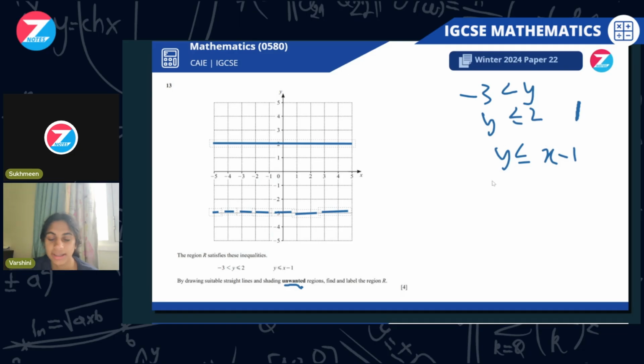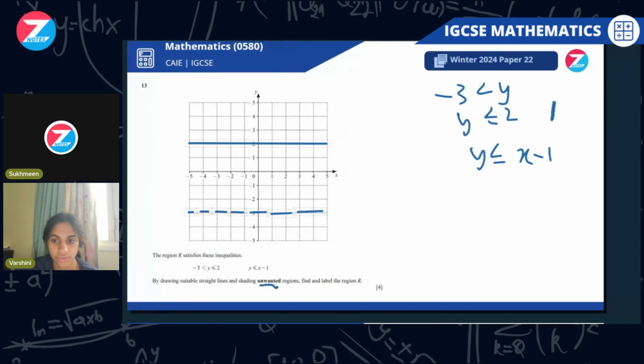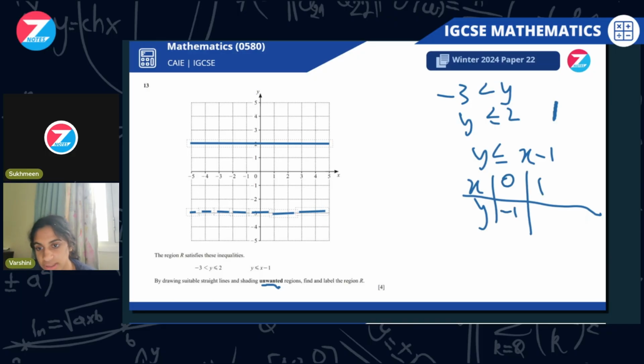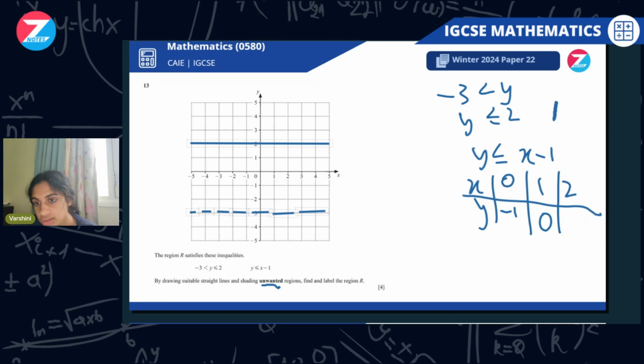So to make this, we can just make a table of x values and y values. We can take whatever values we want. When x is 0, y is going to be 0 minus 1, which is minus 1. When x is 1, y is going to be 1 minus 1, which is 0. When x is 2, y is going to be 2 minus 1, which is minus 1. When x is 3, y is going to be 3 minus 1, which is 2.